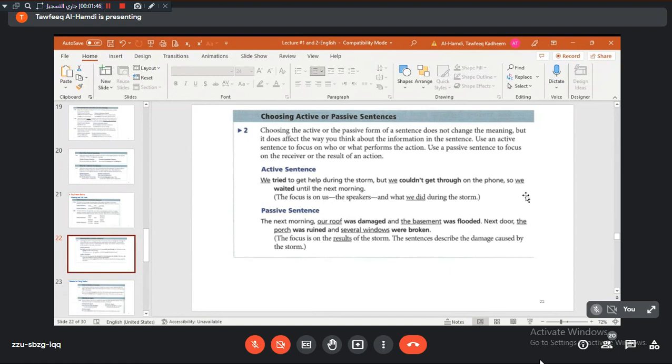When I'm trying to convert the active sentence into the passive form, I can say as the following. The next morning, our roof was damaged and the basement was flooded. Next door, the porch was ruined and several windows were broken. The passive form of this sentence makes the focus be on the results, and the sentences describe the damage caused by the storm.